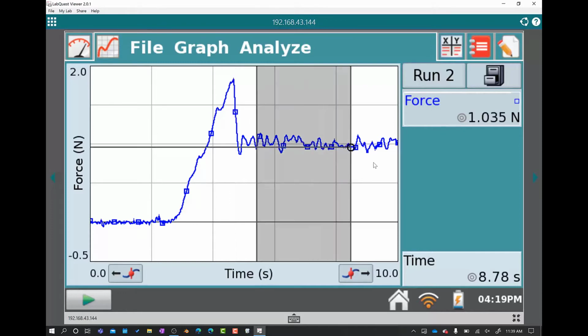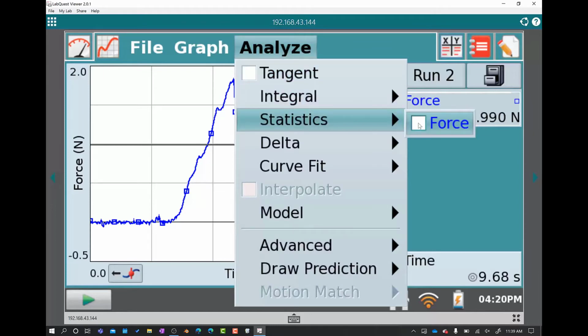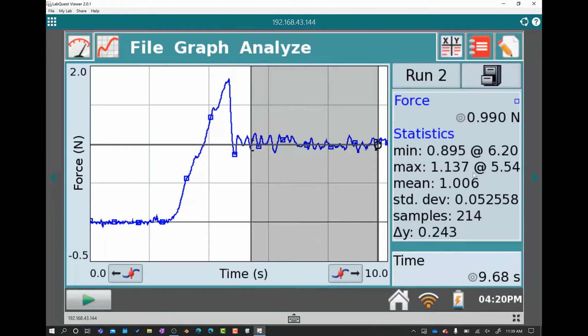Let's take a look at our kinetic friction. It should be balancing with my pulling force. That's what this force sensor is measuring, the pulling force. It should be balanced because I did it at a constant speed. Let's see what the average or mean value is.